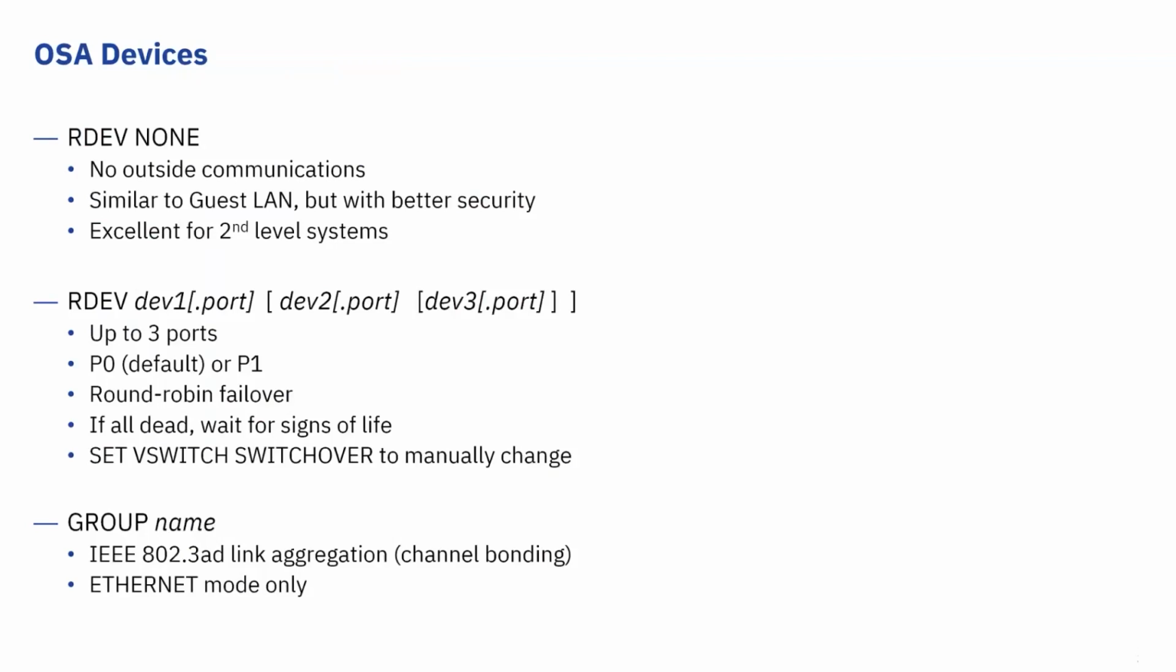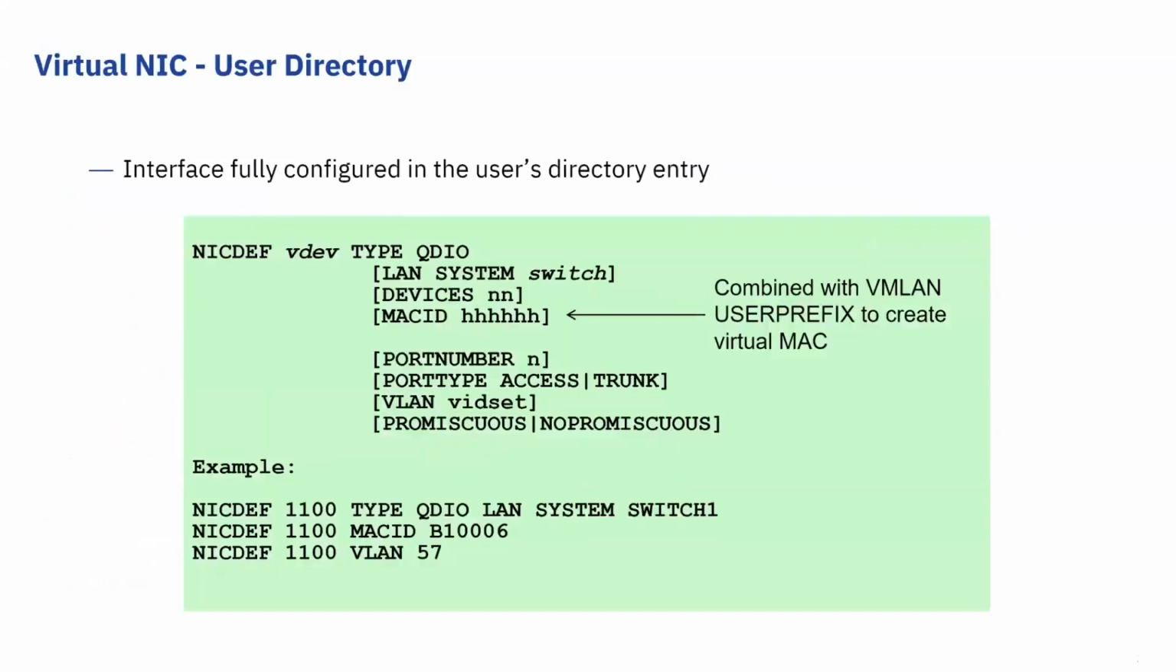Or you can specify a group and a name, and that will be for link aggregation or channel bonding, and again, available in Ethernet mode only. Now the virtual NIC, that's the NIC def, goes in the directory. And there I'm going to specify, again, the first of a triplet. When I do a NIC def, it'll define 3 devices. In this example, NIC def 1100, it'll create 1100, 1101, and 1102 automatically. I don't have to worry about the other devices.